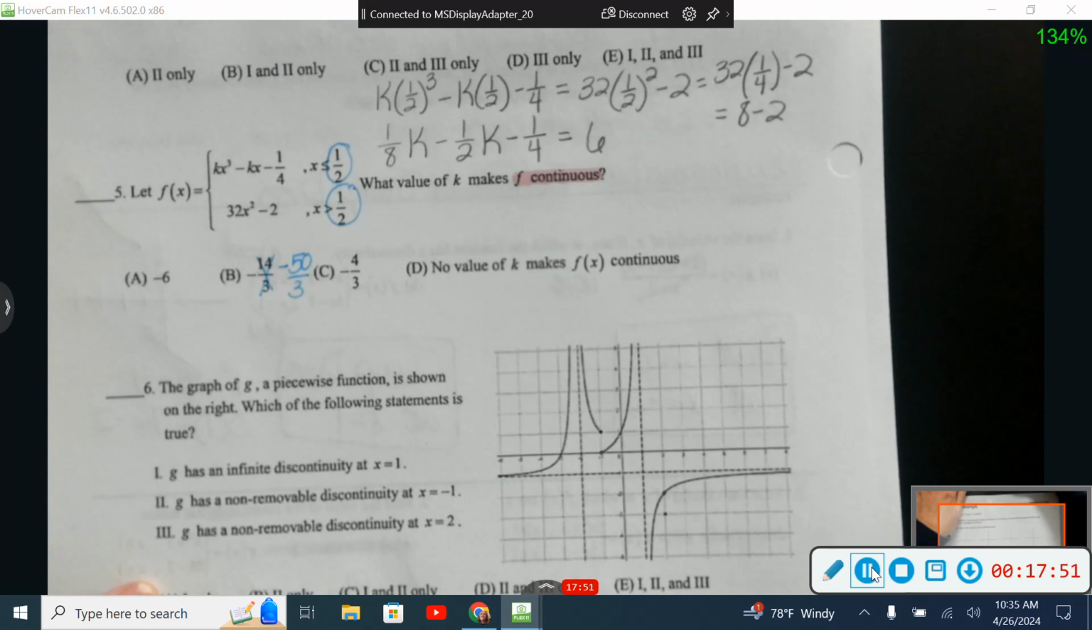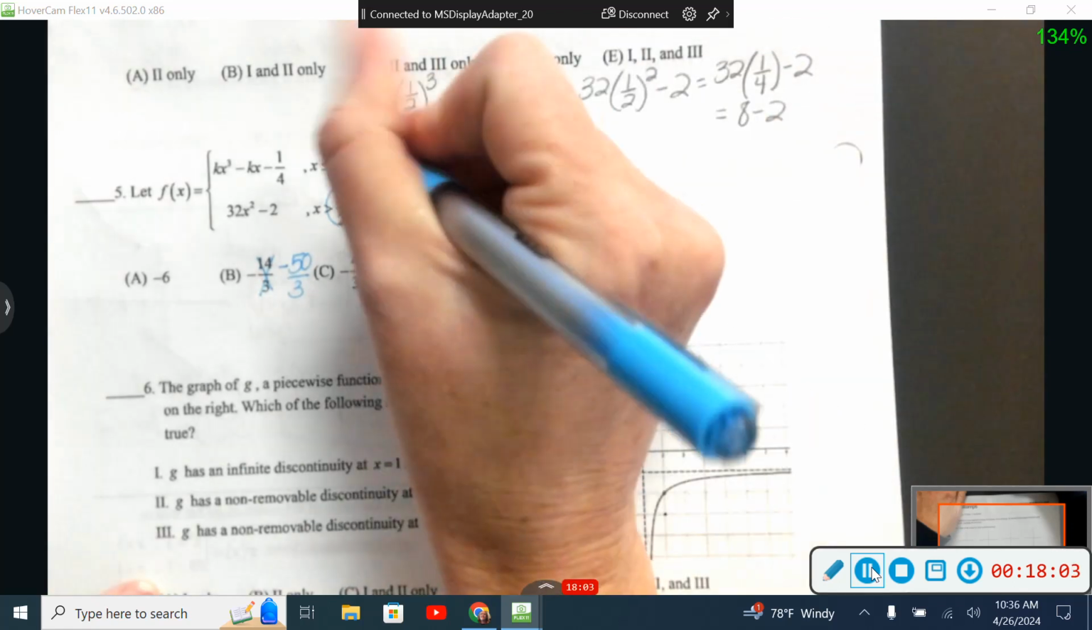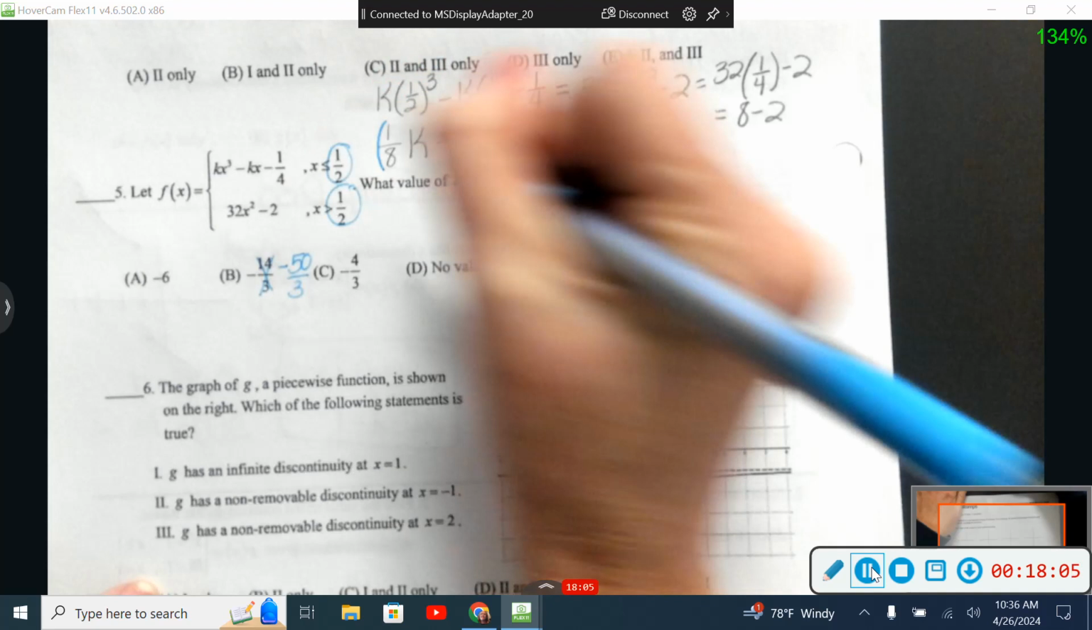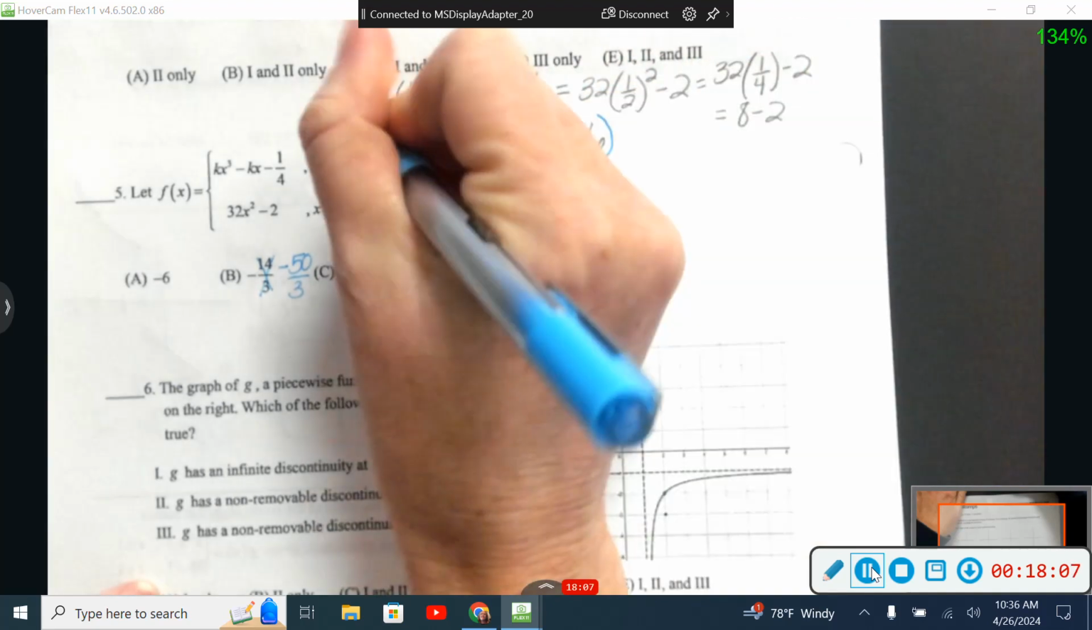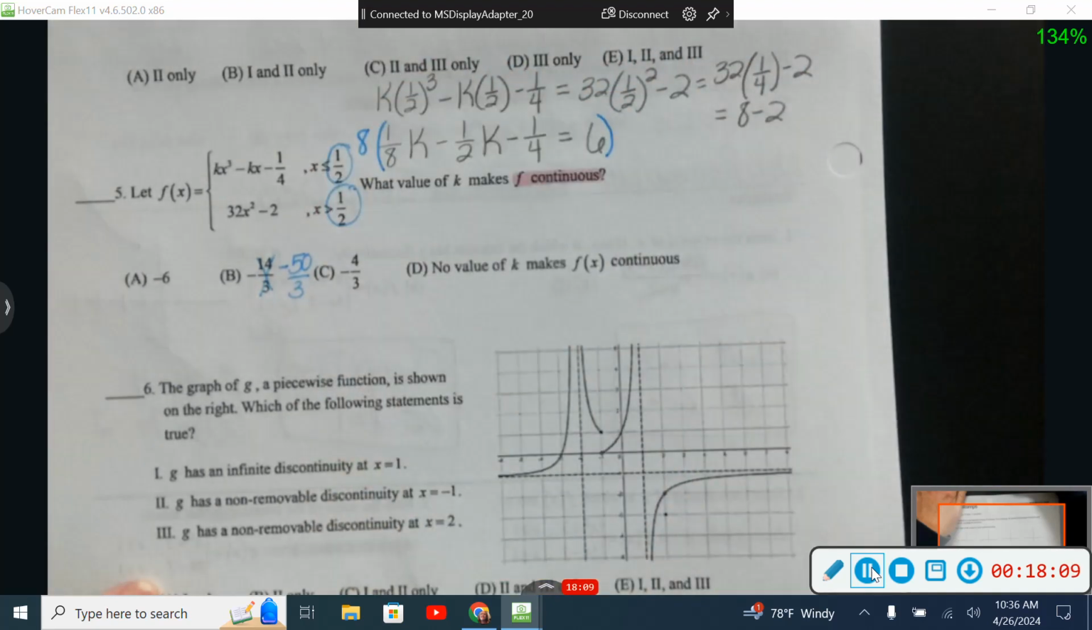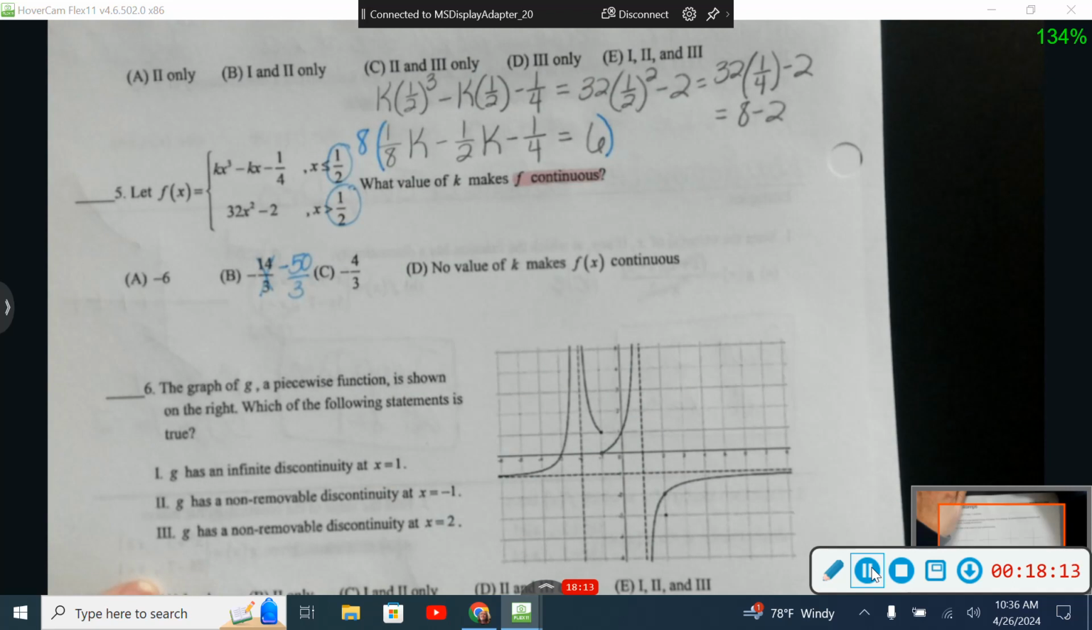Now an easy way to get rid of all the fractions so you can quit having to deal with those is to multiply through by a common denominator. Just make sure that you multiply on both sides by the common denominator. So my greatest common denominator here is going to be 8. I'm going to multiply through by 8, and that's going to get rid of all of those fractions for me.